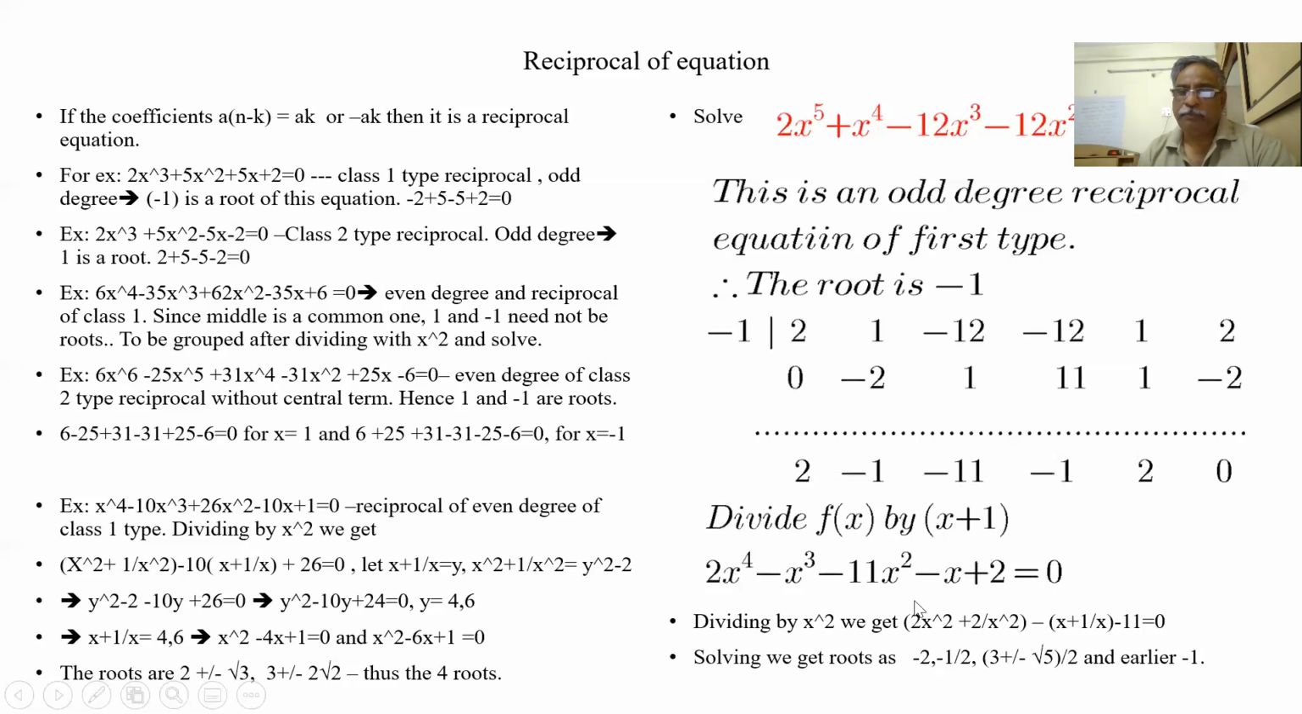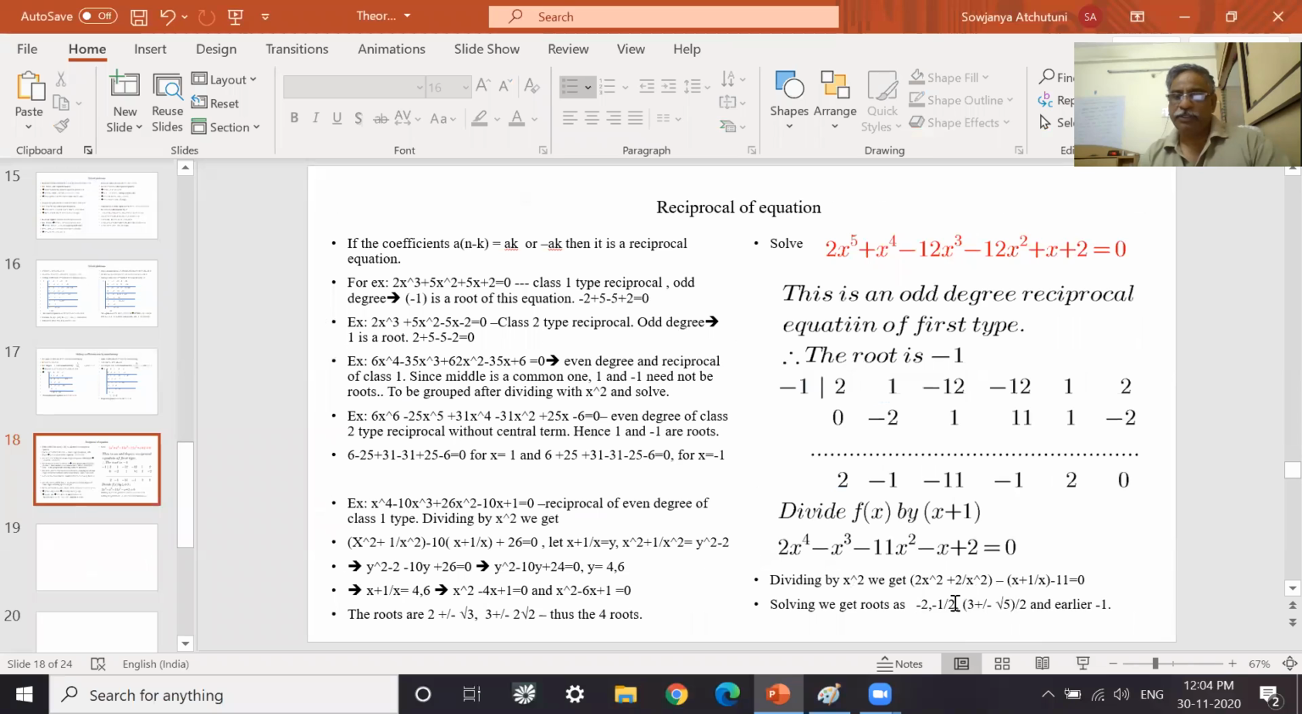Now we know this has become an even degree with a central term. So again I have to use this process to solve this equation. I am dividing by x square: 2 into x square plus 1 by x square, minus 1 into x plus 1 by x, minus 11. At the same time, if I solve it, I get these 4 roots. These are the 4 roots I get in this process.